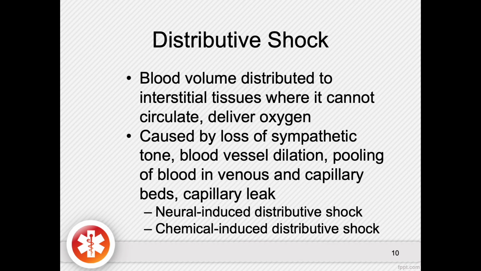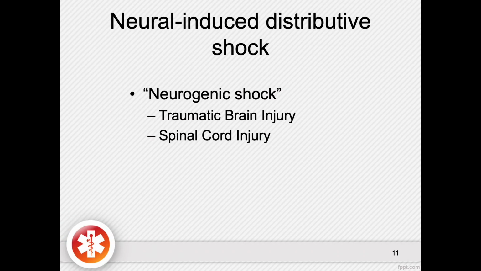Two types of neural-induced distributive shock include traumatic brain injury and spinal cord injury. In both cases, this will change how the vasculature handles extra fluid. In both traumatic brain injury and spinal cord injury, the body may lose the ability to control the arterioles, and therefore that will cause a dilation of those blood vessels, leading to a lowered blood pressure and hypoperfusion.